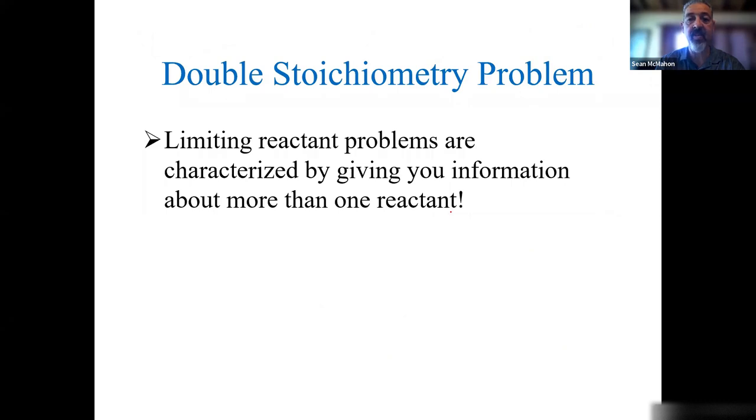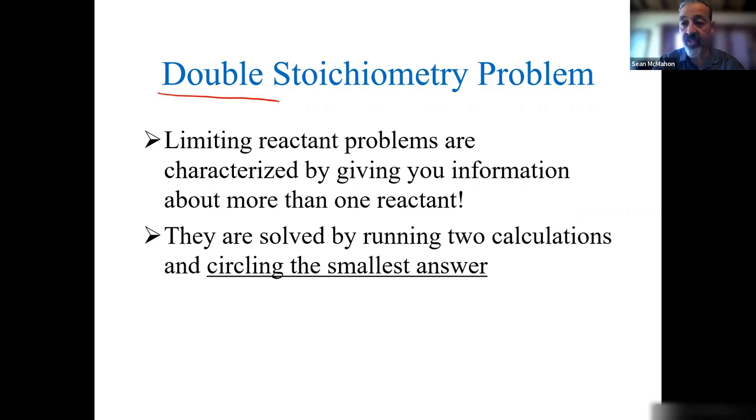So limiting reactant problems are pretty much the same thing that we did earlier with stoichiometry. I just call it a double stoich because instead of them just giving you the amount of one reactant, they give you the amount of both reactants and then ask for how much product is produced. So what you do is you do stoichiometry, grams to moles, moles to moles, moles to grams, twice, and whichever is a smaller amount is the amount that you actually produce.